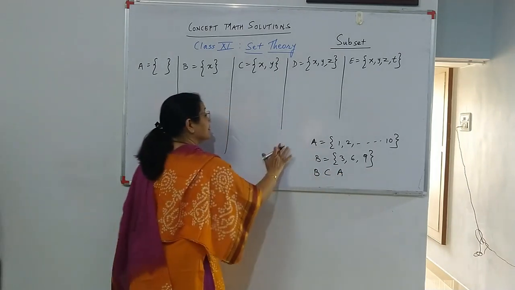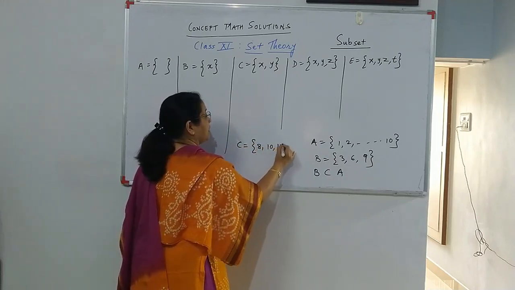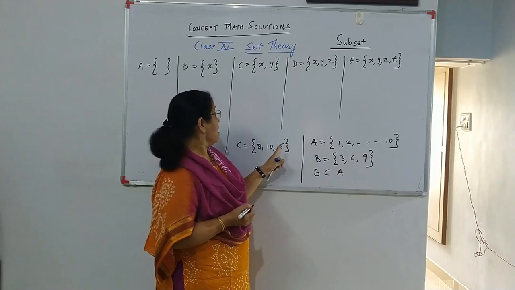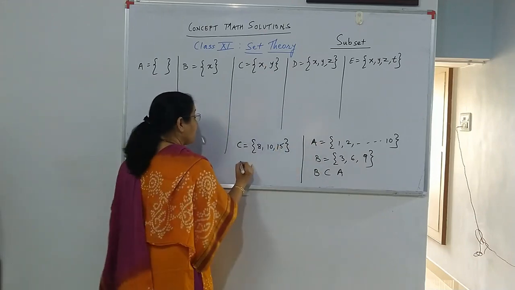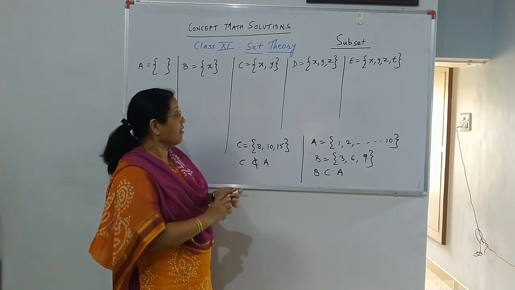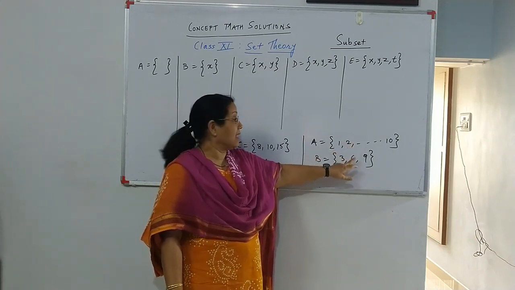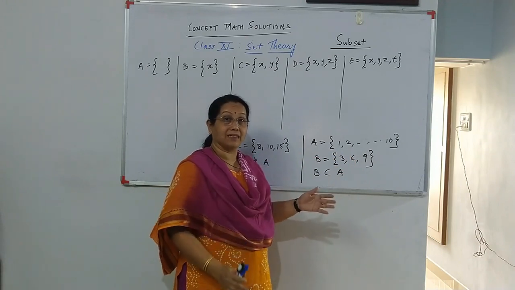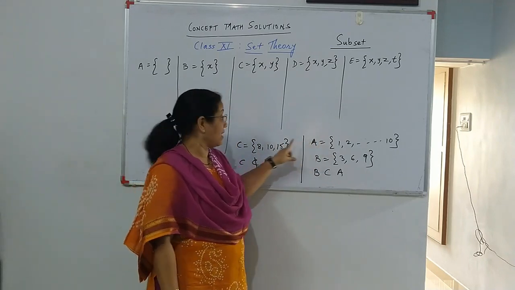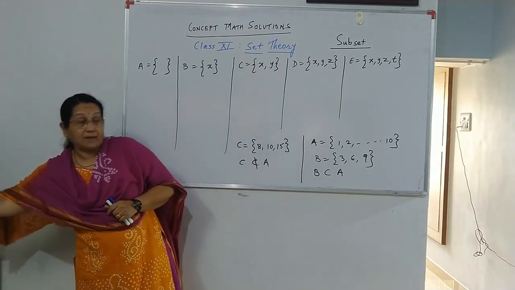If I have another set C, which is, say, 8, 10 and 15. Now C has 8 and 10 which are in A, but 15 is not in A. Therefore, C is not a subset of A. When every element of a set is contained in some other set, then it is called a subset of that set. That is, B is a subset of A, but C is not a subset of A because 15 does not belong to A. That is about a subset.